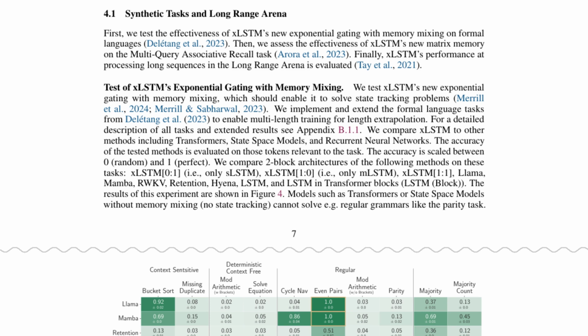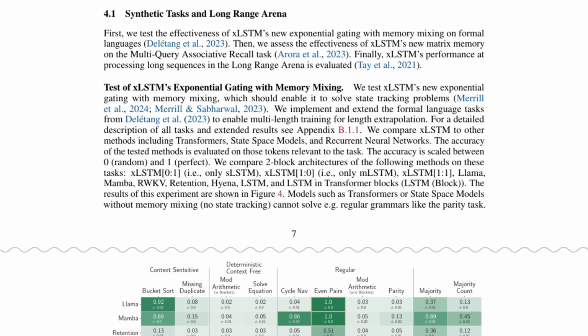For all experiments, we use the notation xLSTM[a:b] for the ratio a:b of mLSTM-based versus sLSTM-based xLSTM blocks. For example, xLSTM[7:1] means that out of 8 blocks, 7 are mLSTM-based blocks and 1 is an sLSTM-based block. For a common total block number of 48, this translates to 6 sLSTM-based blocks and 42 mLSTM-based blocks. Further, for all experiments, we use pre- and post-up projection blocks for mLSTM and sLSTM respectively.